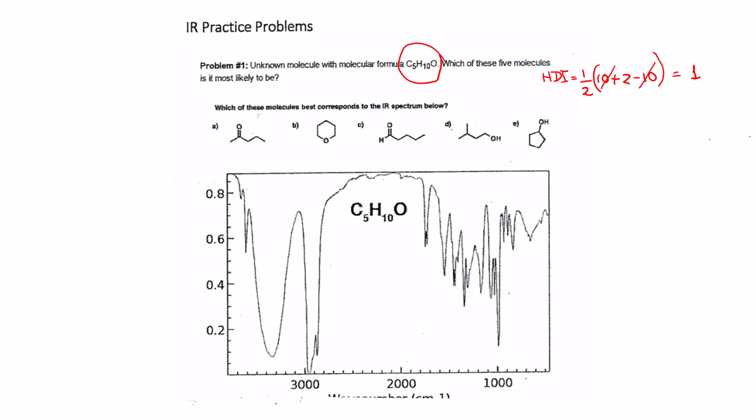Now, analyzing the molecules here, molecule A has 1 unsaturation because it has a double bond. Molecule B has 1 unsaturation because it has a ring. Molecule C has 1 unsaturation, a double bond. D has 0 unsaturation, so I can cross that because it has to match this formula. Also, you can count the number of carbons and hydrogens, and you will see that it doesn't match. So molecule D, I'm going to cross. Now, molecule E has 1 ring, so that's 1 unsaturation. So I have now 4 molecules.